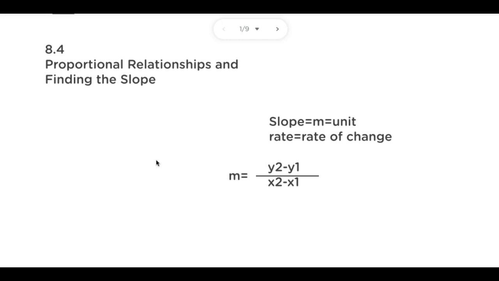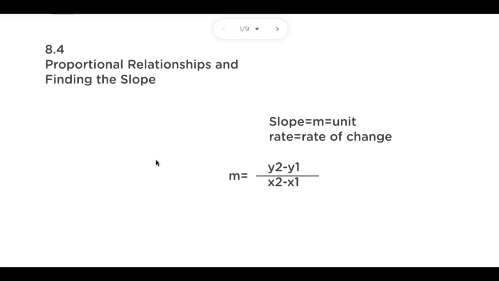So, first thing I need to point out, and you need to have this down in your digital notes: the slope is the same as m, which is the same as the unit rate, which is the same as the rate of change. These are all synonyms. You all need to know these synonyms. You need to know slope, you need to know that it's m, you need to know that it's the unit rate, and you need to know that it's the rate of change.